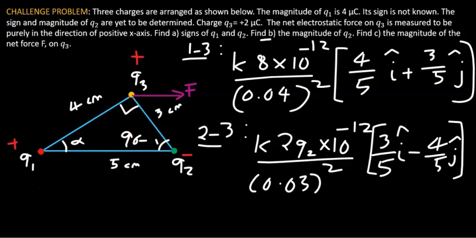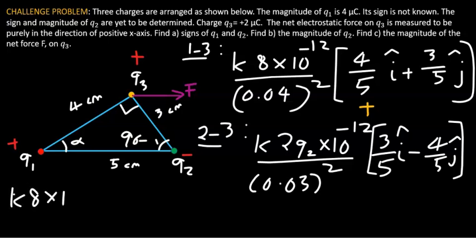Now we are ready to answer part B, the magnitude of Q2. This net force is obtained by adding this term to that term. So when you add the two terms, you should get the force F, which is the net force on Q3. We know the net force on Q3 is purely horizontal, so there should not be any j hat term in it. What that means is when you add up the j hat terms together, they should give you 0. They should just vanish. So let's do just that.